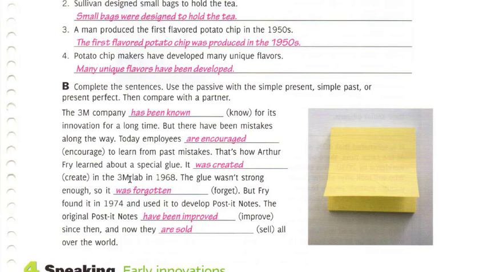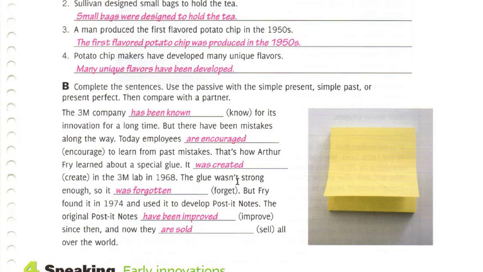That's how Arthur Fry learned about a special glue. It was created in the 3M lab in 1968. So we changed create to created by adding the -ed at the end. And we use the auxiliary word was because it is singular. It was created in the 3M lab in 1968.